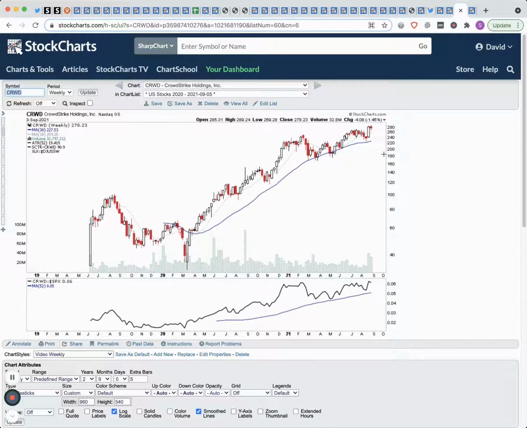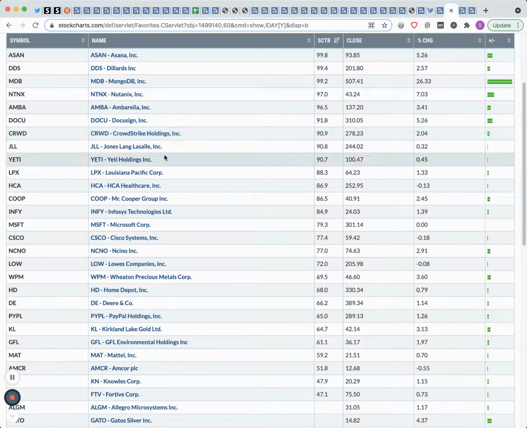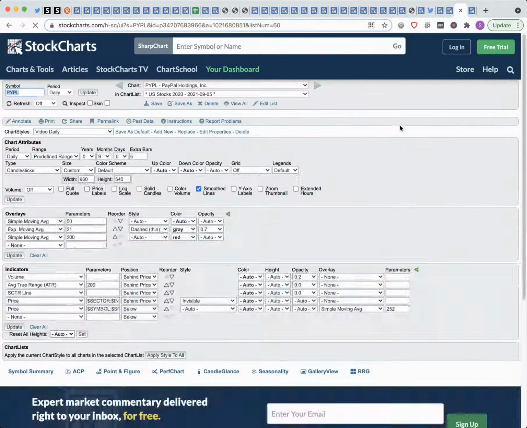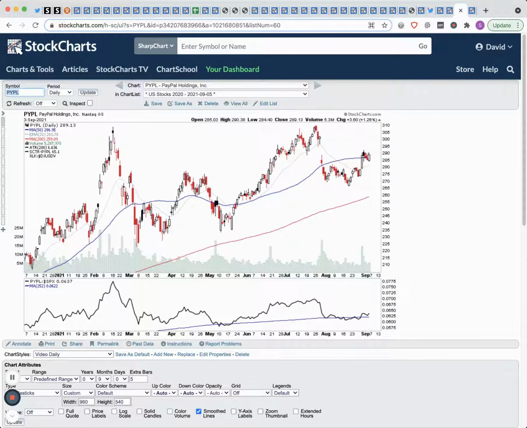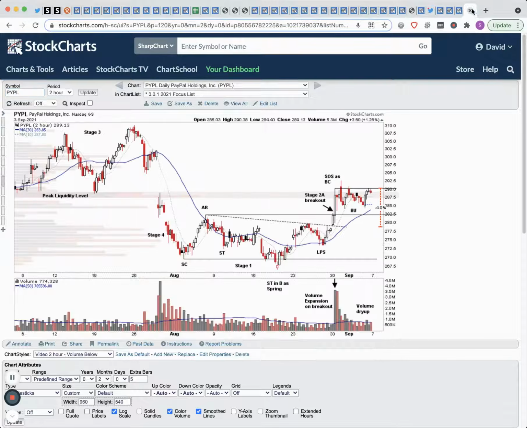So it could potentially have a really good stage 2 continuation move on that one. There's a few other names in here. PayPal I highlighted earlier. So this move that's been happening here, I think that was an earnings move on that day back through the 50-day moving average, and then it's tightened up around it. So on that intraday chart that I showed you earlier, and that's what that looks like on a 2-hour chart.